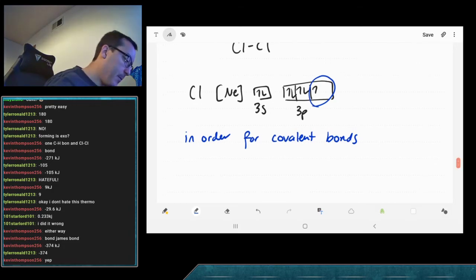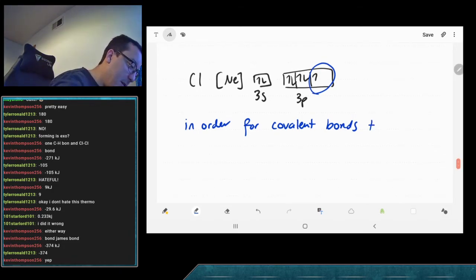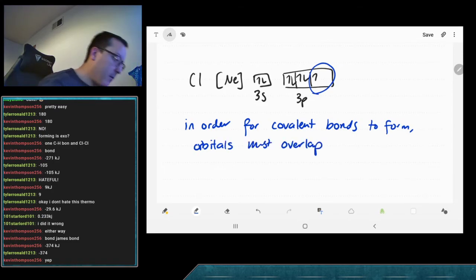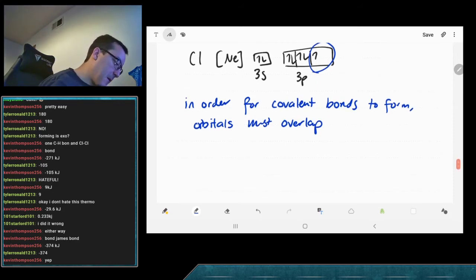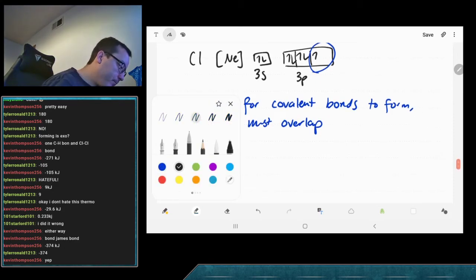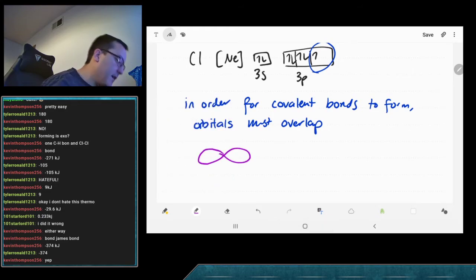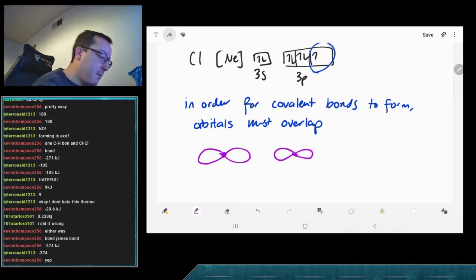In the meantime, to form covalent bonds, orbitals must overlap. So, if we're looking at p orbitals, remember that p orbitals are kind of, what shape shall we use? Yeah, we'll use purple. P orbitals are kind of this dumbbell shape, right? And so in order for chlorine to bond, these bits will have to overlap.